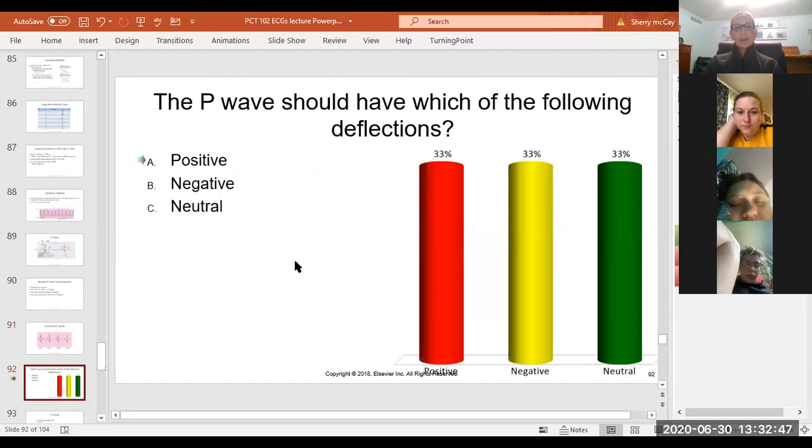The P wave should have which of the following? Of course, positive, okay? Positive.